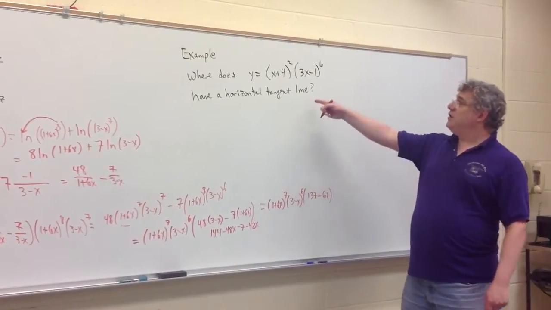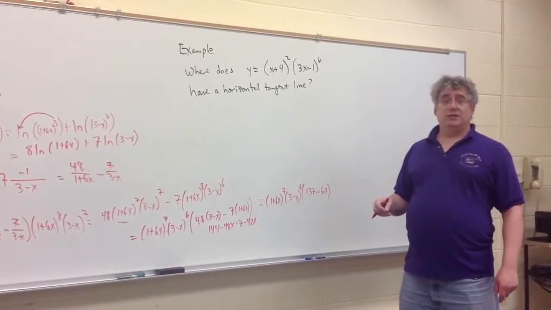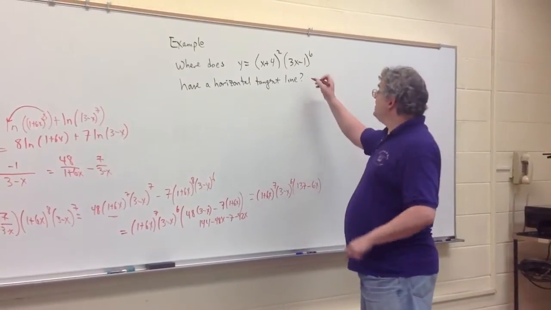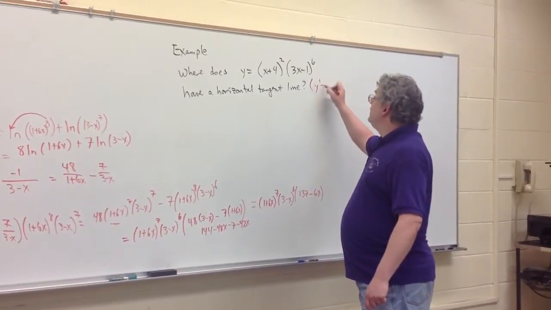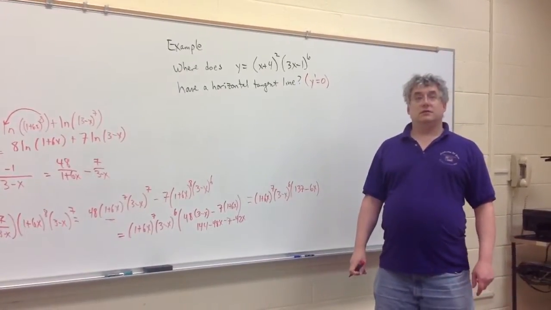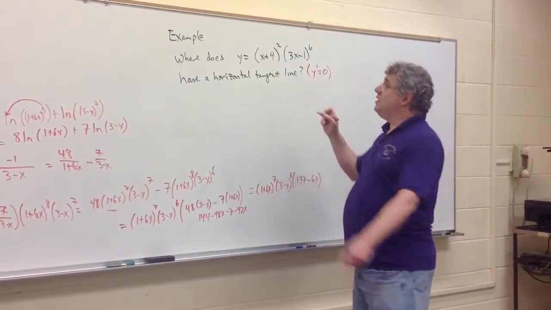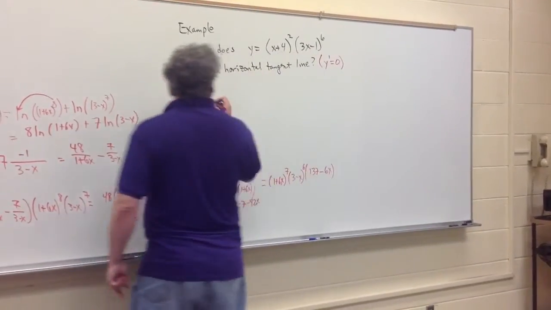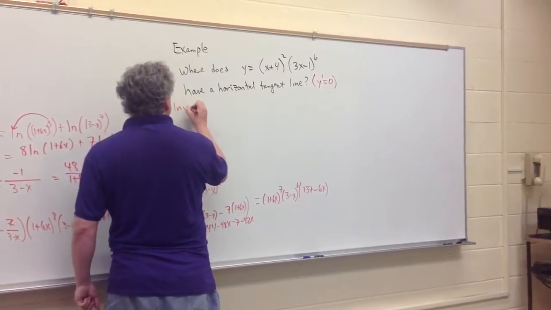So try one more. Where does this have a horizontal tangent line? Okay, if you're not so sure what that means, horizontal tangent line means the derivative is 0. Okay, so how do you do that? Well, you do it the same way. You can take logarithmic differentiation. Take the natural log of both sides.